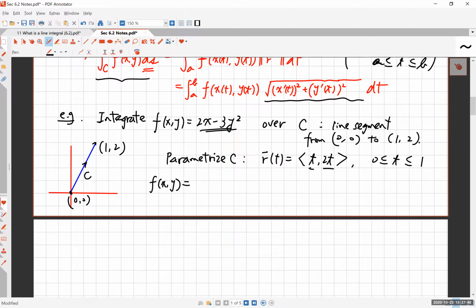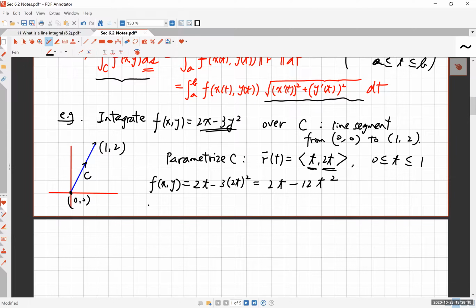Remember, t is my x and 2t is my y coordinate. So 2x can be written as 2t, and 3y squared, well, y squared is (2t) squared. So this can be written as 2t minus 3 times 4t squared, that's 12t squared. Okay, so this is our function f written in terms of t.